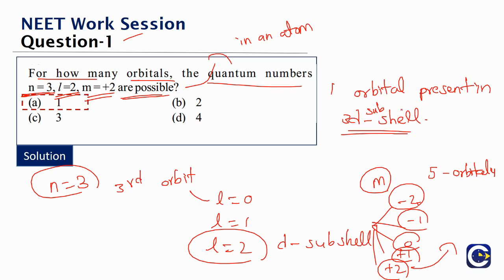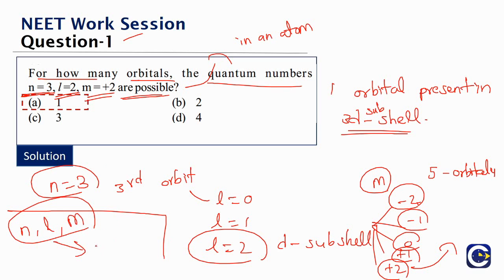Not only here, in any question, whenever they give a combination of a principal quantum number, an azimuthal quantum number, and a magnetic quantum number, it represents the identity of an orbital. Inside that orbital there will be two electrons. The differentiation between the electrons will come from the spin quantum number s.